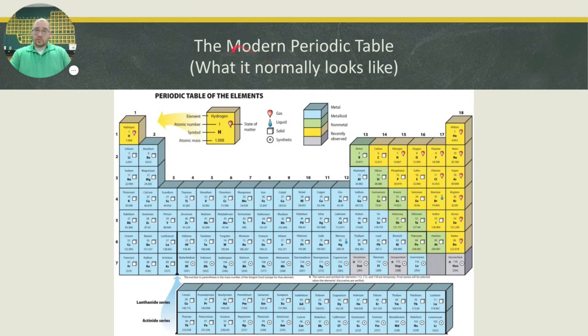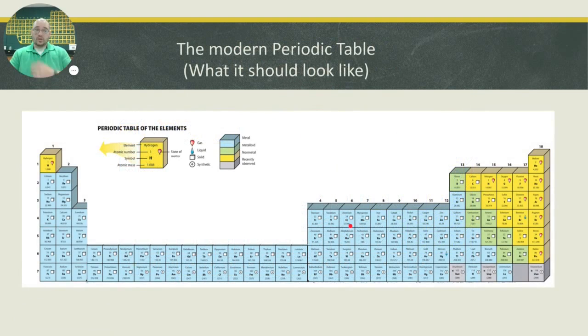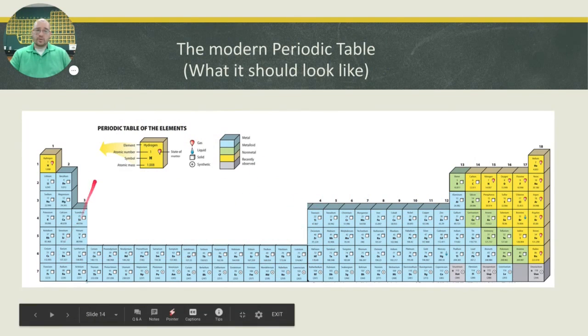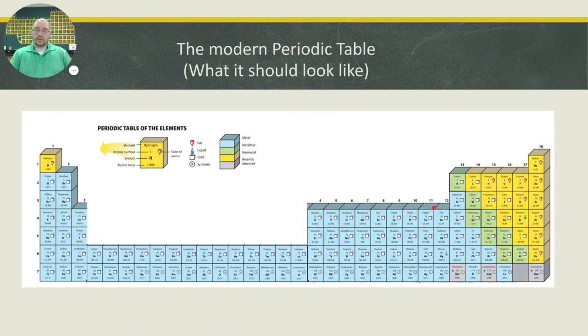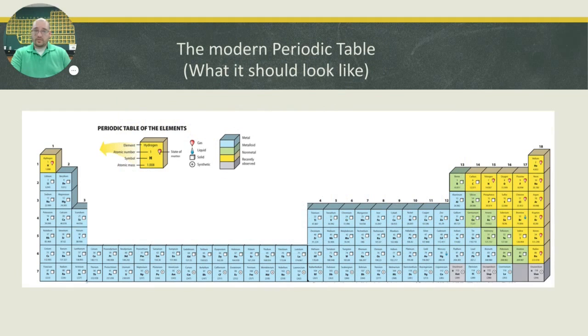Now, this is what it normally looks like. This is the way you've probably always seen it, but this is what it should look like if we actually organize things the way the properties and everything show us. This is what it should look like. We call it the wide version, and really the only reason why this periodic table is the way you see it all the time is because this version does not fit on a page in a book.